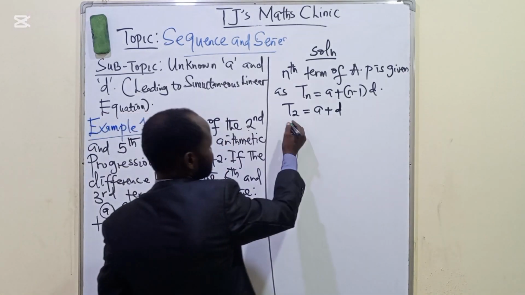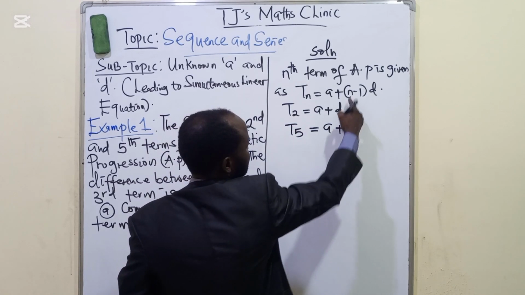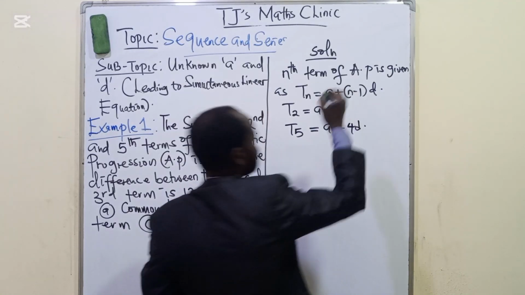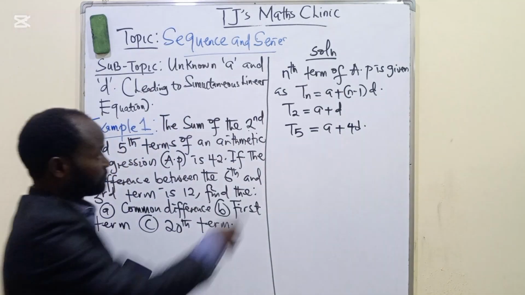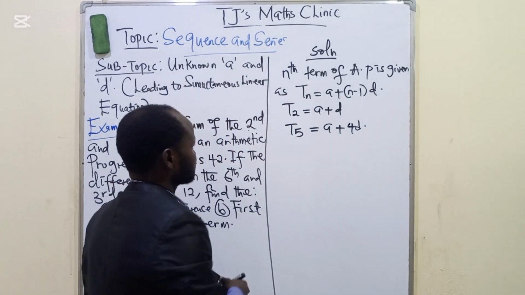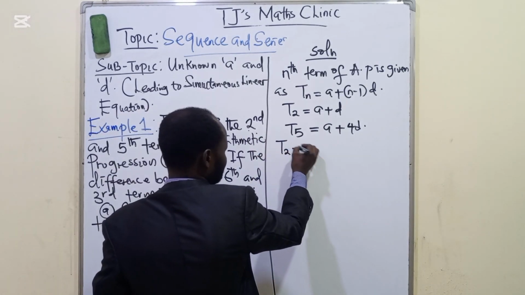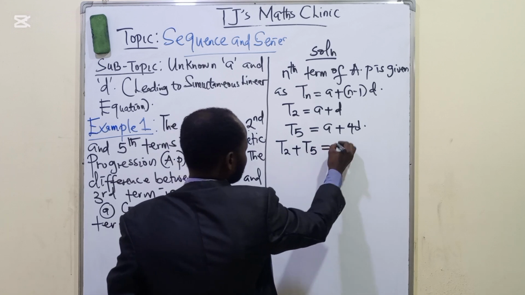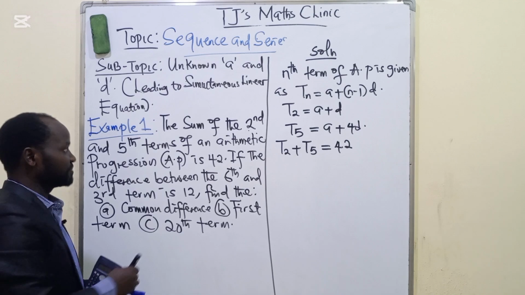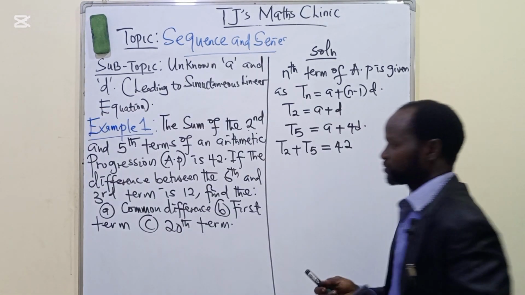Then the fifth term, when n is 5, t5 will be equal to a plus (5 minus 1), 4, times d, that's 4d. So the second term is a plus d, then the fifth term is a plus 4d. We are told that the sum means addition. When we add the second term plus the fifth term, it must be equal to 42. That's what it means: the sum of the second term and the fifth term of an arithmetic progression is equal to 42. So this is the first interpretation.